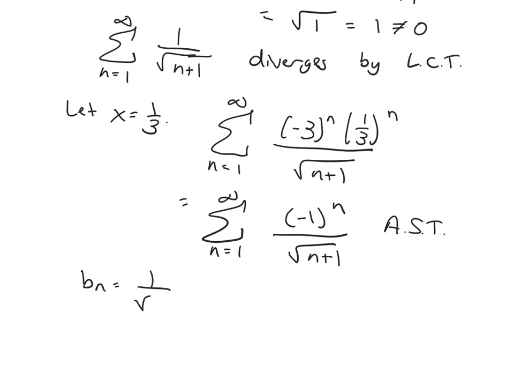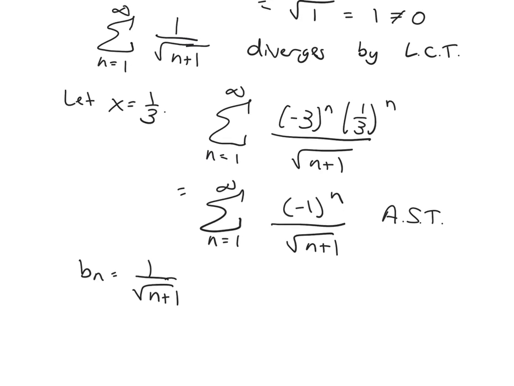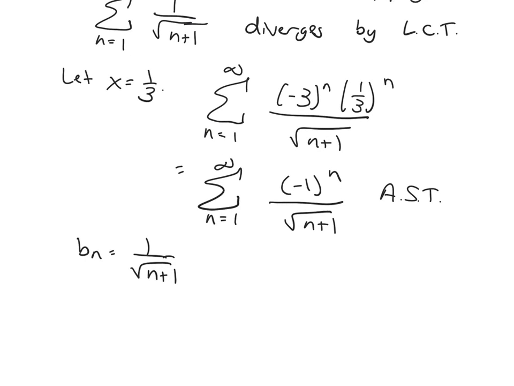Bn is 1 over the square root of n plus 1. And there are two things you have to check for an alternating series test. Do you remember what two things? The limit needs to be equal to 0 and then it has to decrease. Yep, decrease. So let's compare bn plus 1 to bn.